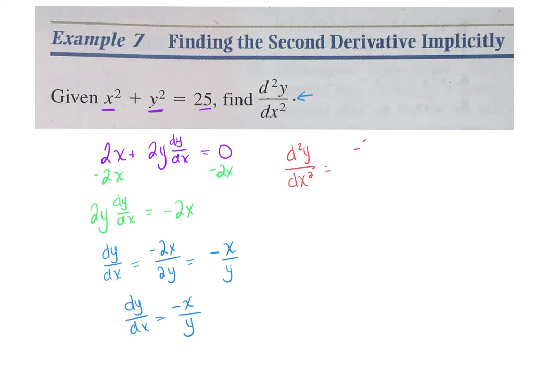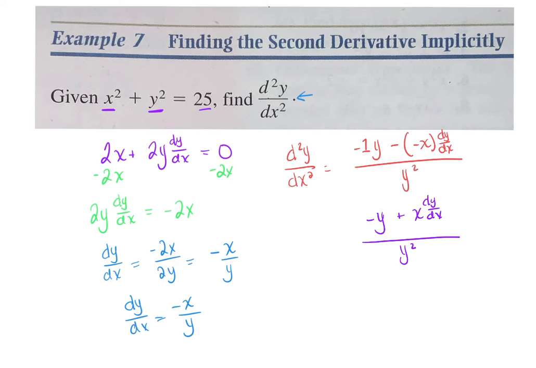Derivative of the top is just negative 1 times the bottom, that's y, minus the top, that's negative x, times the derivative of the bottom. What's the derivative of y? 1 dy/dx, right? All over the bottom squared, which is y squared, okay? So we're going to simplify this a little bit. We have negative y plus x dy/dx, right? All over y squared.